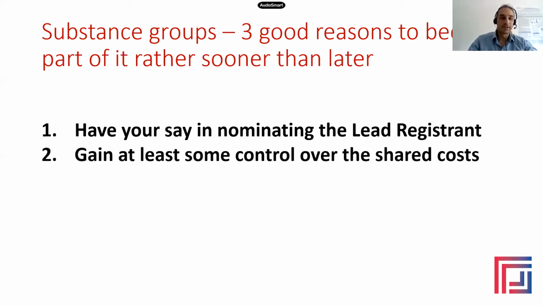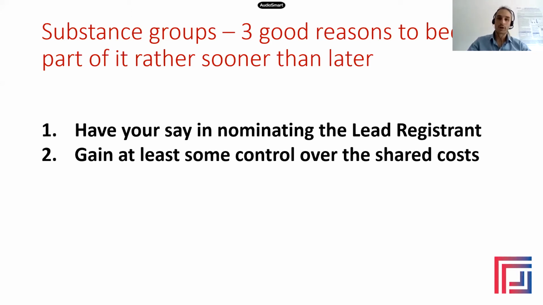And second good reason is to get at least some control over the shared costs. What I mean by that, those of you who have experience from EU REACH SIEFs, you know very well that there are basically 2 options. Either you join the substance group, formerly known as SIEF, at the stage when everything is basically decided, you just get an agreement to sign, you just get a letter of access to buy with some price, and everything is already set up in the substance group, and you just sign it, pay the costs, and you have basically no control over the costs, how the costs are calculated, how the costs are generated.